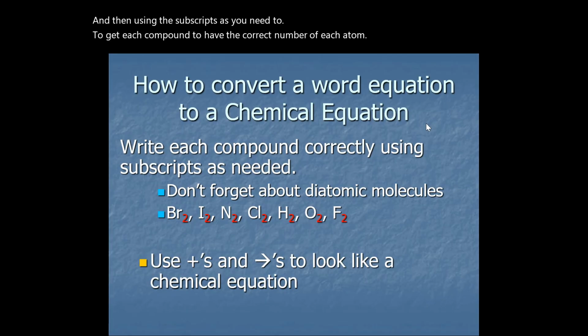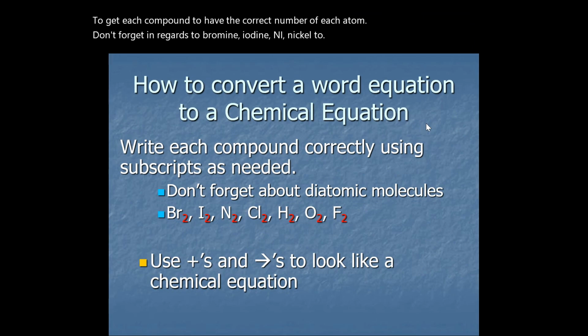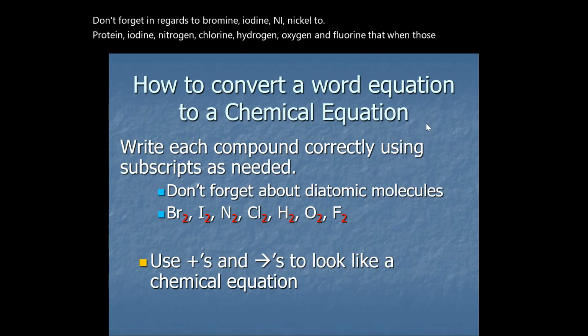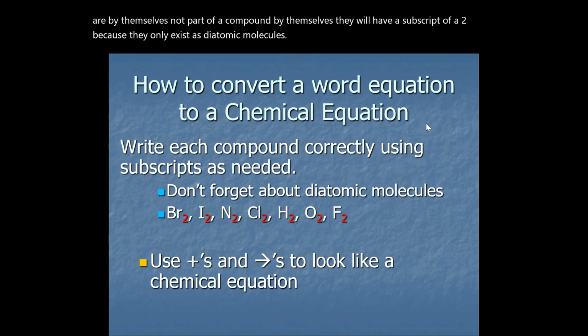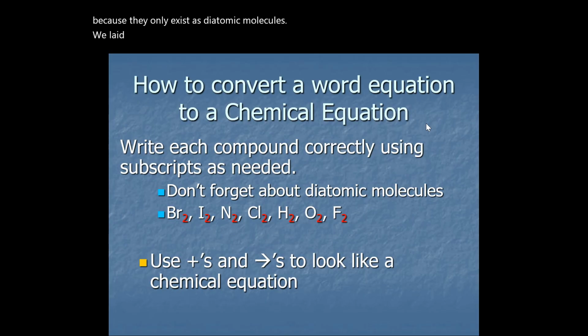Don't forget, in regard to bromine, iodine, nitrogen, chlorine, hydrogen, oxygen, and fluorine, that when those elements are by themselves, not part of a compound, they will have a subscript of 2 because they only exist as diatomic molecules. We lay it out to have the pluses and the arrows to make it look like a balanced equation, and we're good to go. Then we can balance it. So let's check our examples for this particular video.